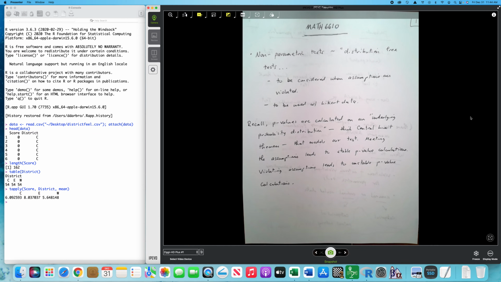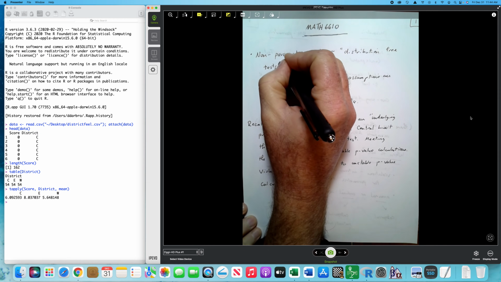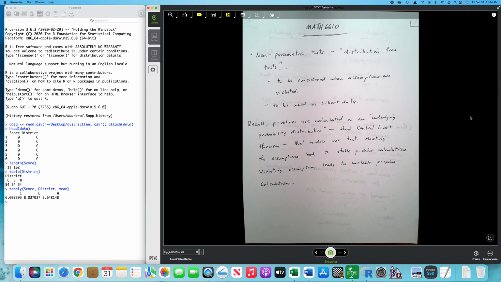So non-parametric tests are what a lot of people call distribution-free tests. Let's be complete. When we violate assumptions for a standard parametric test, if you will, then we should consider using a non-parametric test. We should definitely use non-parametric tests when we have data that's been collected using a survey or some measurement similar to that. So, Likert data: agree, disagree, strongly, all that stuff.